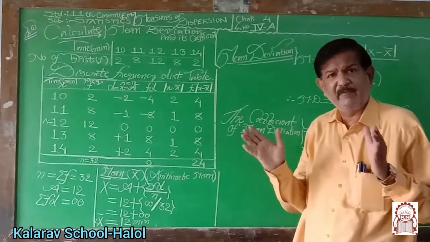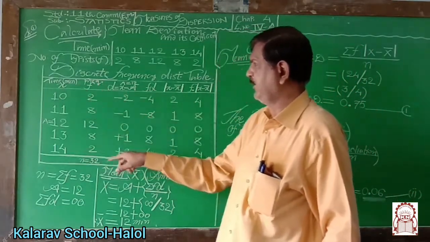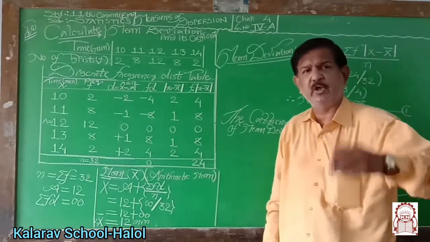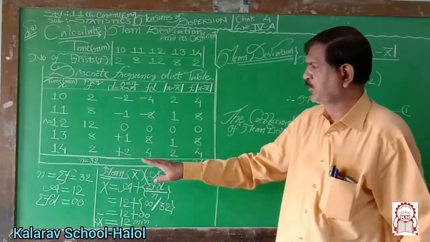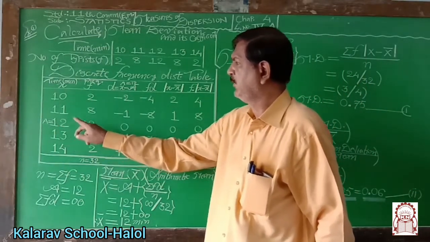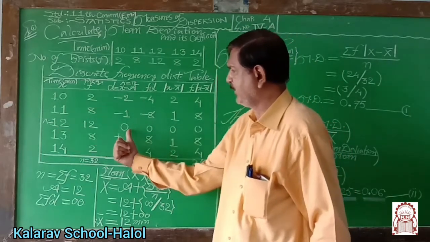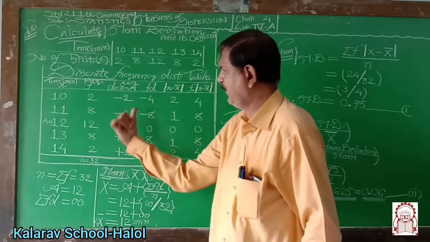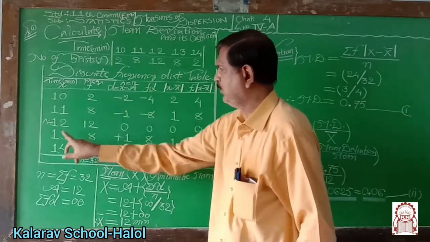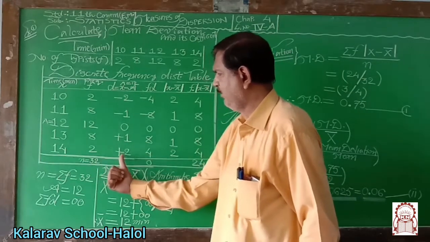Now we have to prepare one table. This is the required table: value and frequency. Then arithmetic mean can be calculated by two ways, direct method and shortcut method. Here we make use of the shortcut method. Take one of the values, that is 12, as the assumed mean, and subtract 12 from each value. 12 minus 12 becomes 0. 11 minus 12 becomes minus 1. 10 minus 12, minus 2. 13 minus 12, plus 1. 14 minus 12, plus 2.